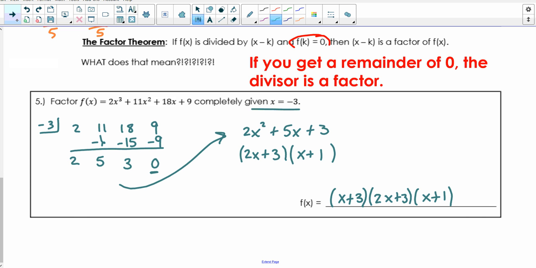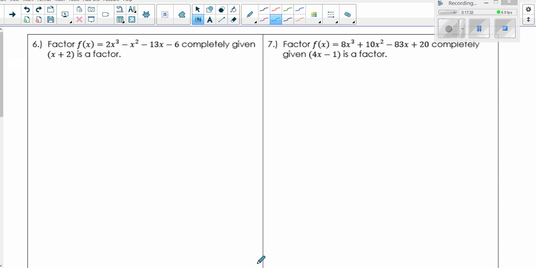Okay, let's flip to the next page. See how we're doing on time. 17, okay. All right.